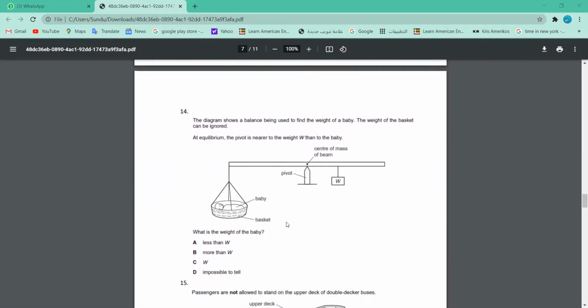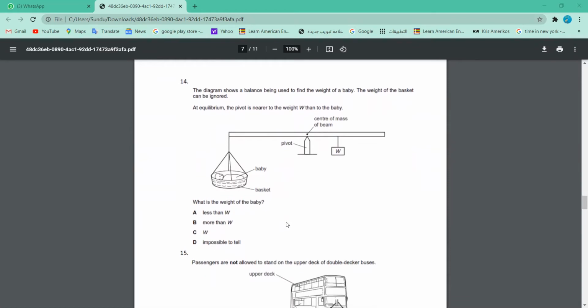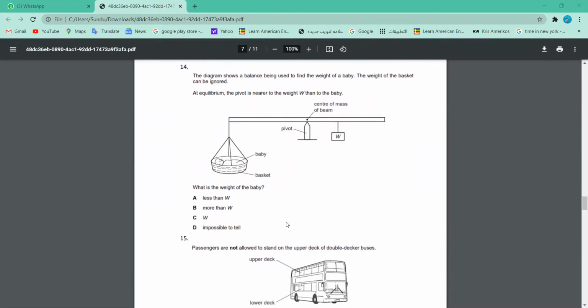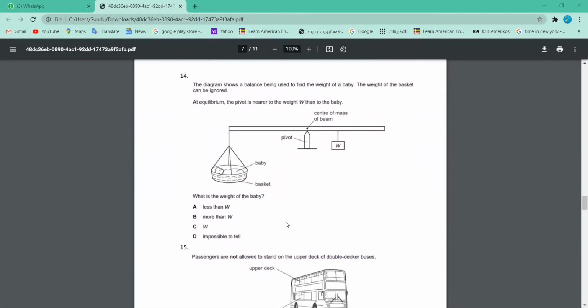Question number 14. The diagram shows a balance being used to find the weight of a baby. The weight of the basket can be ignored. At equilibrium, the pivot is nearer to the weight W than to the baby. What is the weight of the baby? Less than W, more than W, W, or impossible to tell?